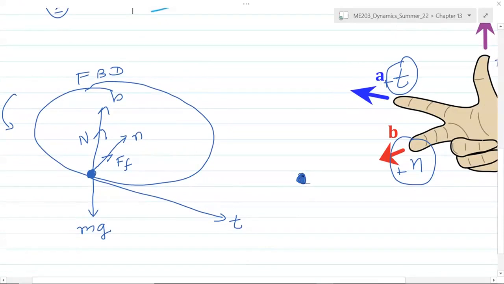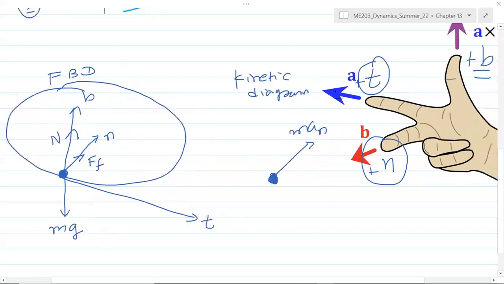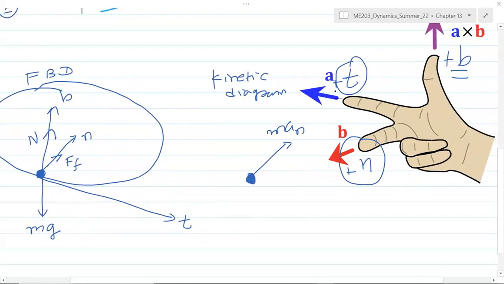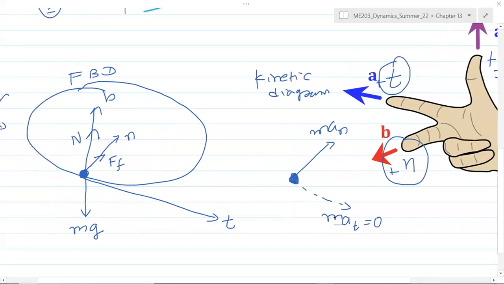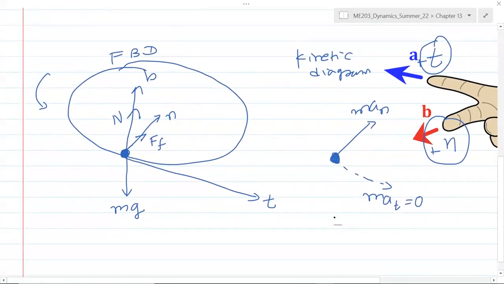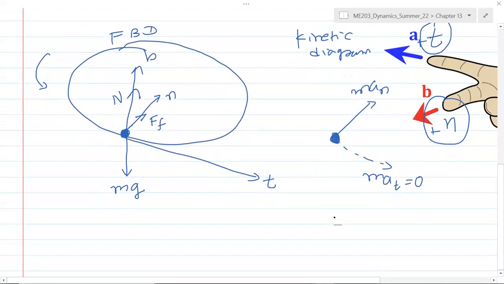The girl experiences m a_n, normal component of the acceleration. So this is parallel to this line. It's the same coordinate system, but this is the free body diagram and this one is the kinetic diagram. For the kinetic diagram, the girl experiences only normal acceleration. m a_t is 0 because it is given in the problem that there is no tangential component of the acceleration. So now it's time to apply equations of motion.